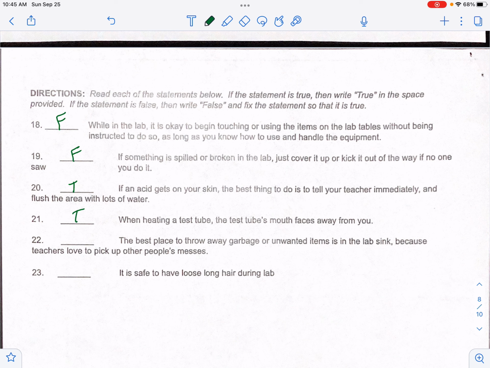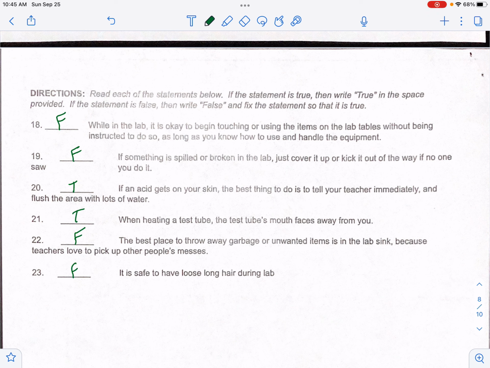Okay, 22, the best place to throw away garbage or unwanted items is in the lab sink because teachers love to pick up other people's messes. That's going to be false. If you have trash, please keep the room clean. Just make sure it ends up in the trash. 23, the last one, it is safe to have loose long hair during the lab. That's going to be false.